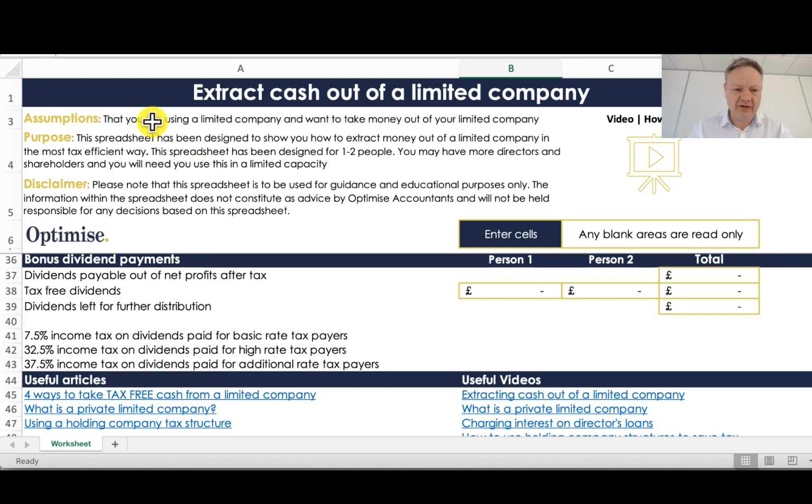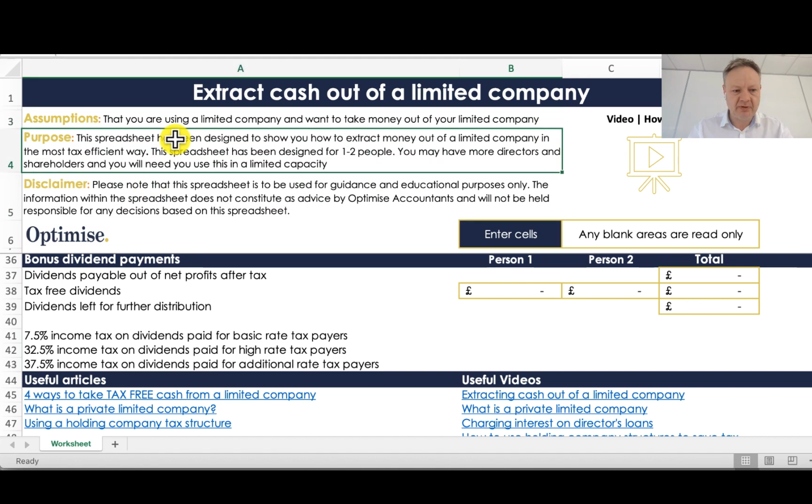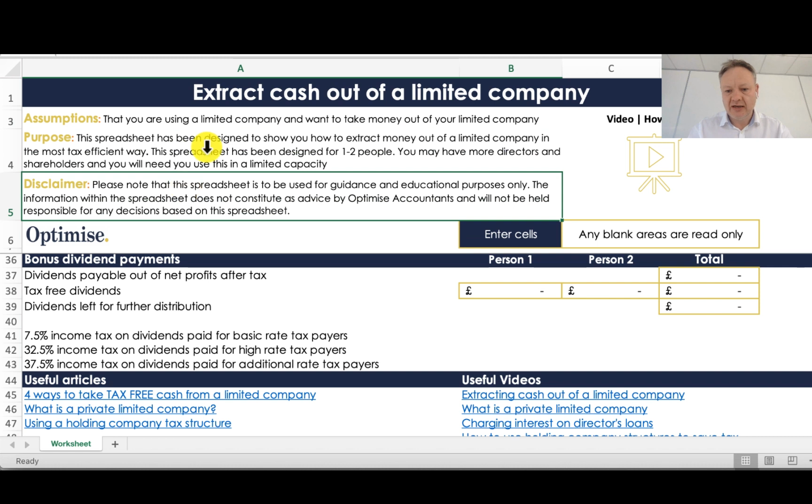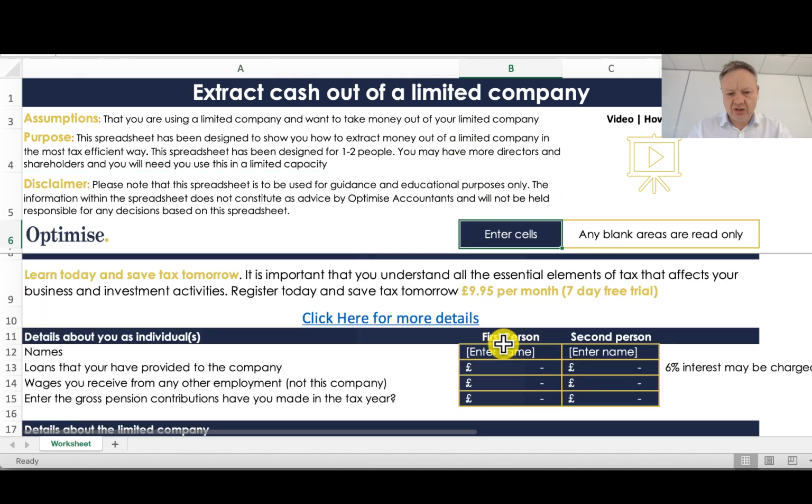Now, there are a couple of things that you need to read: assumptions, purpose, disclaimers, etc. And there's a video portal which you can click to watch this video, but you're already doing so. You'll notice that there are details where you can enter, which is highlighted in blue. Anything that you see with a gold trim and white means that you can't enter that data.